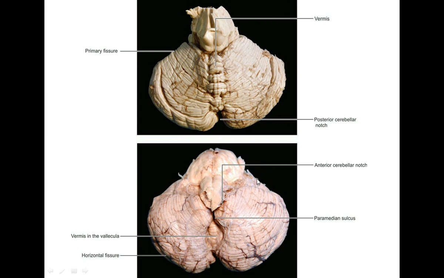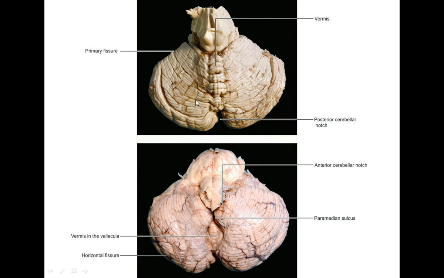Now the external features of the cerebellum. The cerebellum consists of a part lying in the midline called the vermis, because of its resemblance to a worm, and two lateral cerebellar hemispheres. Now the surfaces of the cerebellum: it has two surfaces, superior and inferior. You can see this picture showing the superior surface of the cerebellar hemispheres, and this picture showing the inferior surface of the cerebellar hemispheres.